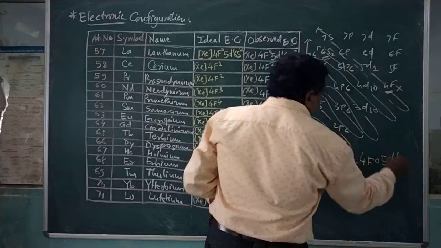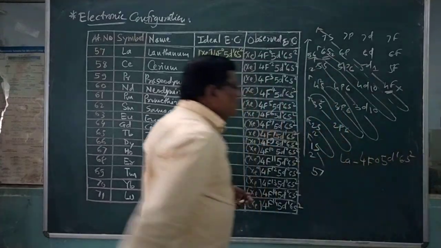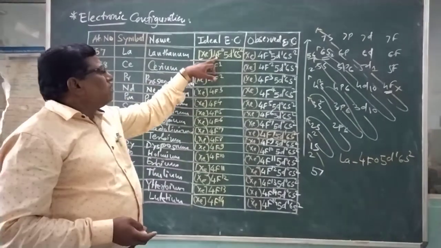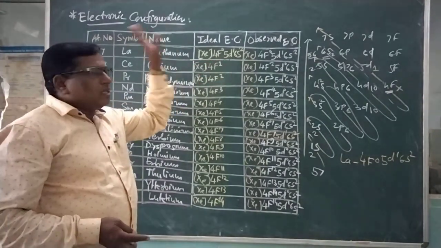Again this will be 6s2. This is the electronic configuration of lanthanum, which we have seen here. That is, we can say 4f0, 5d1, 6s2.